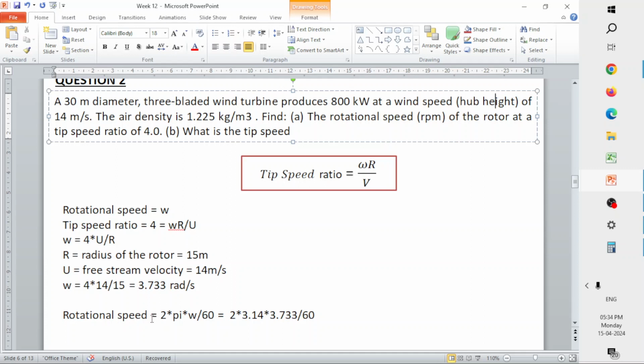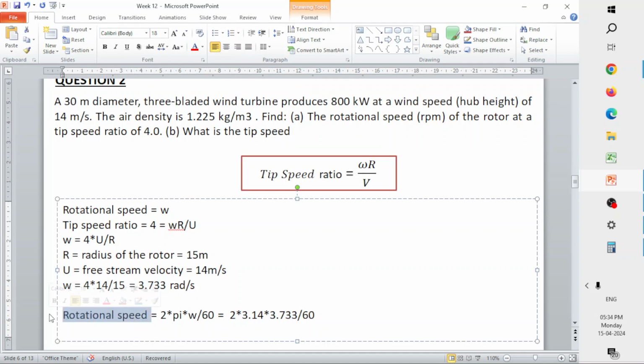Oh sorry, omega will be equal to 2 pi times the number of rotations divided by 60.